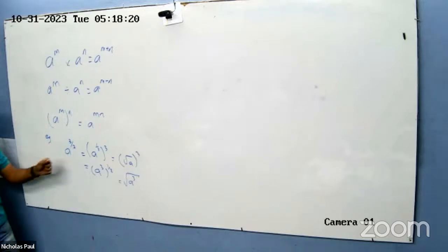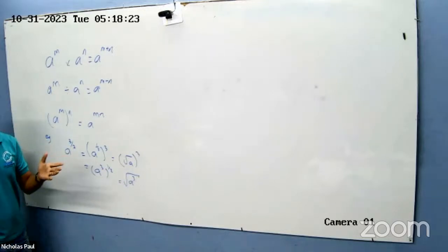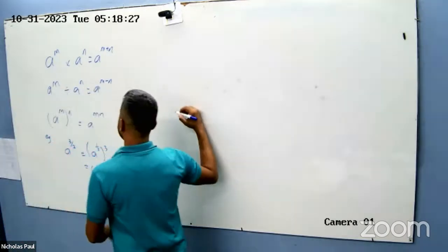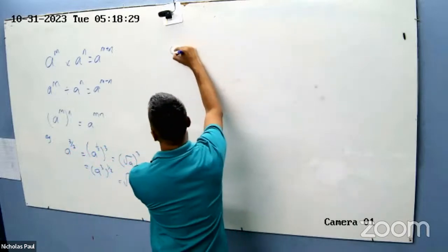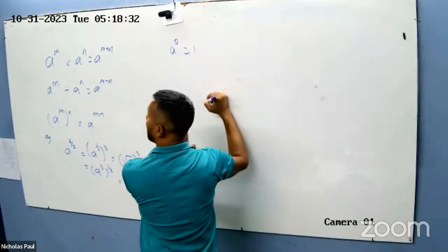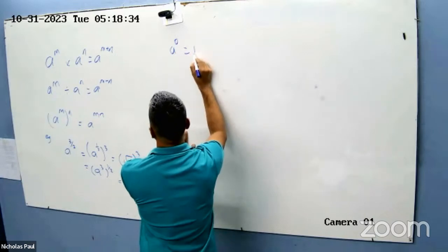It's important that you remember this because we were simplifying something and had this issue, probably in unit 2. Just make sure you remember that. Anything to the power 0 is 1. So anything to the power 0 will always give you 1.